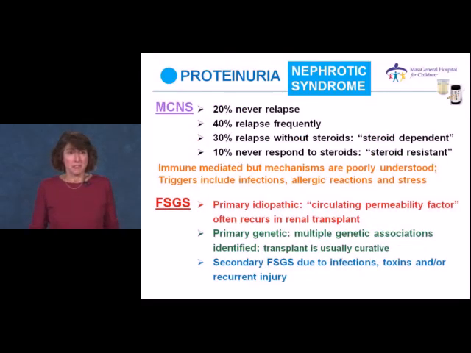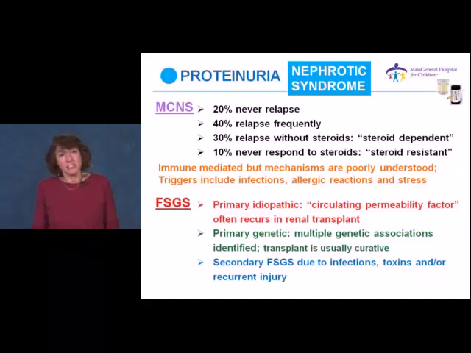Okay, to recap, the minimal change nephrotic syndrome, 20% of those children who present the first time are never going to relapse again. Almost half of them are going to relapse, and they may relapse fairly frequently. A third of them may end up being steroid dependent, that if you withdraw the steroids, they will relapse, and if you give them the steroids back again, they will respond again. And 10% won't respond to steroids at all. Those are steroid resistant. So these are different ways to categorize your nephrotic child.